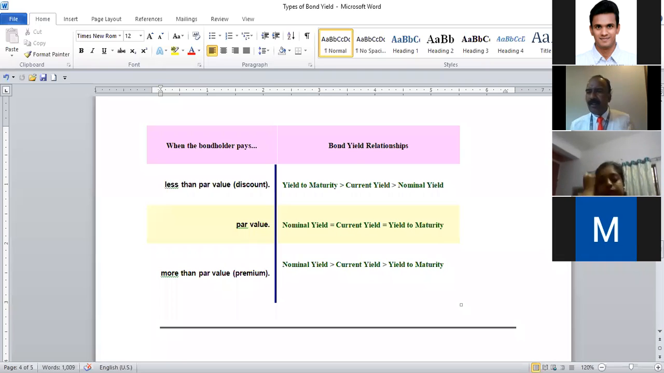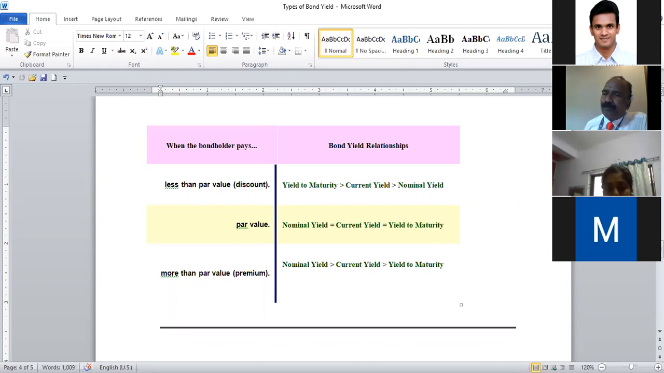Sir. Okay. So when are the current yield and nominal yield equal? At par value, sir. What is equal to par value? When the bondholder pays at par value, then the current yield will be equal to the nominal yield. No, sir. You repeat the sentence.